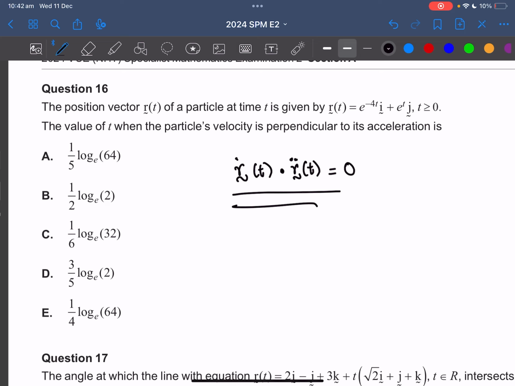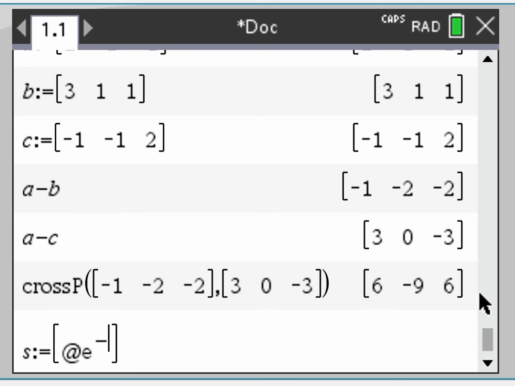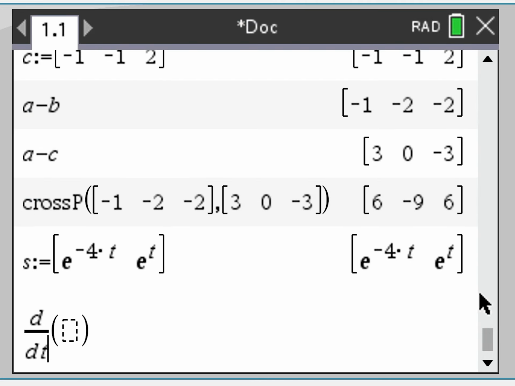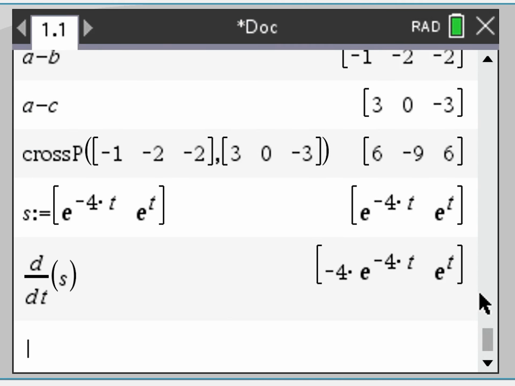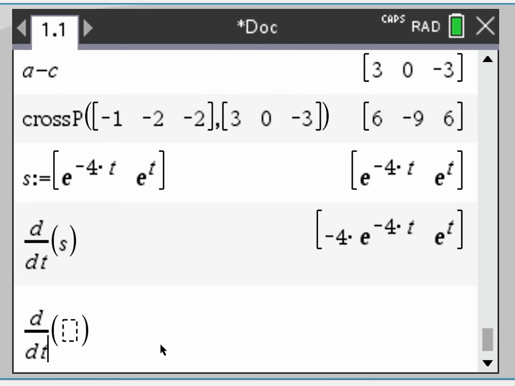So let's start by defining the position vector. So I'm going to say s is equal to e to the power of minus 4t, and then e to the power of t. Okay, let me check if I've defined it correctly. Yes, I have. So that is all good. And now we have to differentiate this. So this is our velocity vector, and now let us find the acceleration vector.